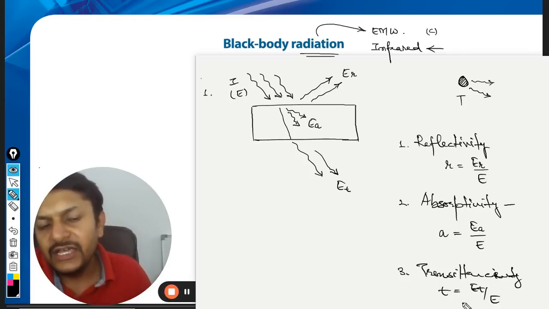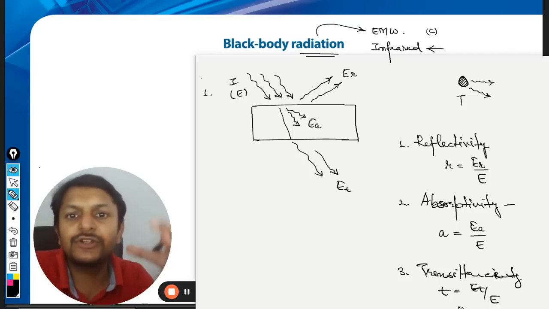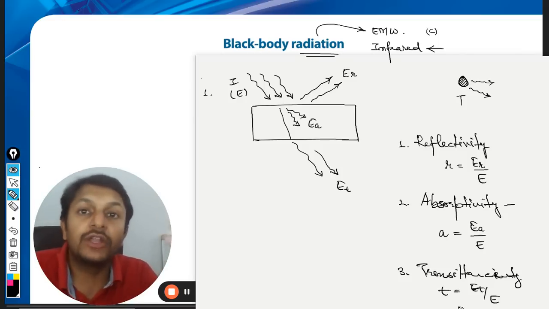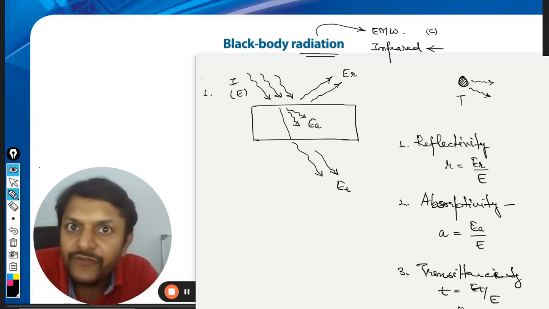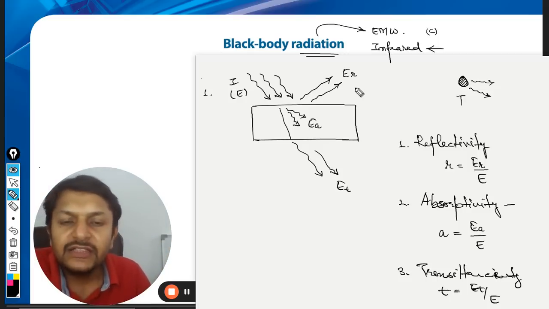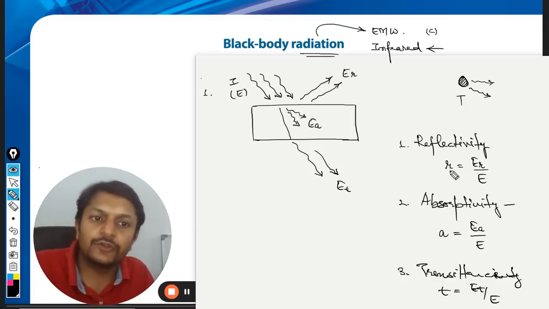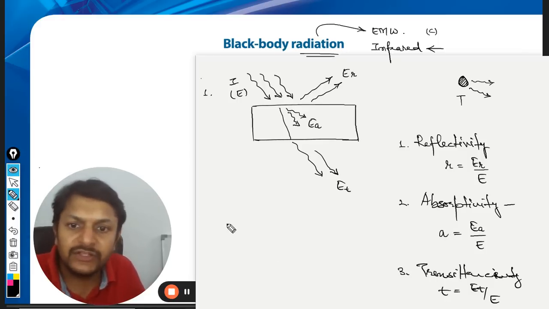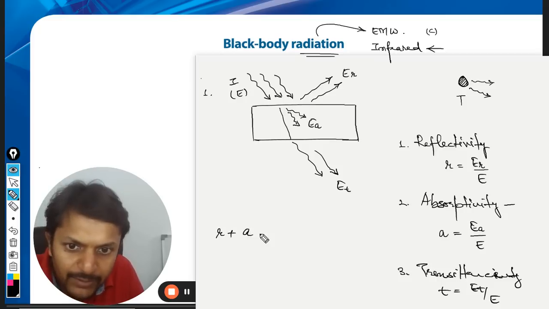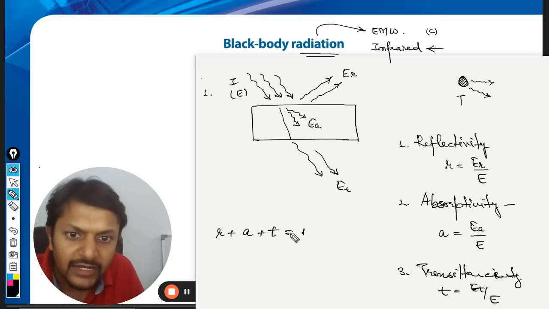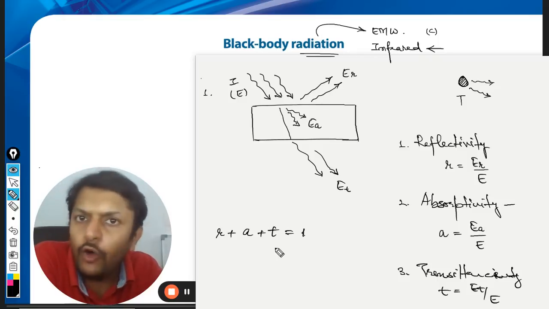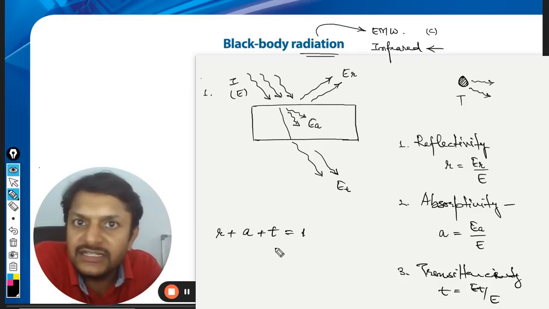So reflectivity, absorptivity, and transmissivity are three things that can happen to the body. Bodies are of many different types. Let us say there is a body which is completely transparent and not reflecting at all. So ER is zero, the reflectivity R is zero, but A is something and T is something. One thing is certain: R plus A plus T is equal to 1, because these are all ratios and the sum will be equal to 1. They are all percentages, and the total energy is the same.